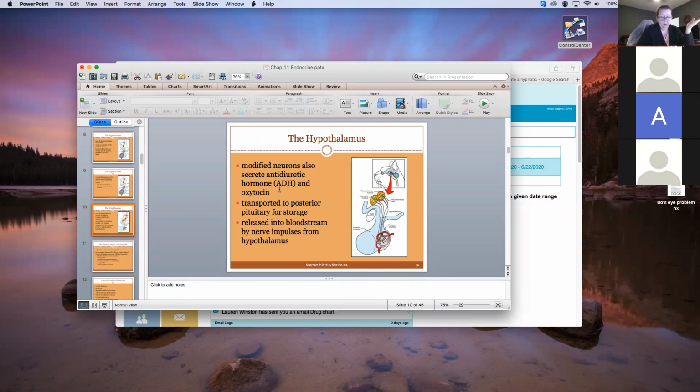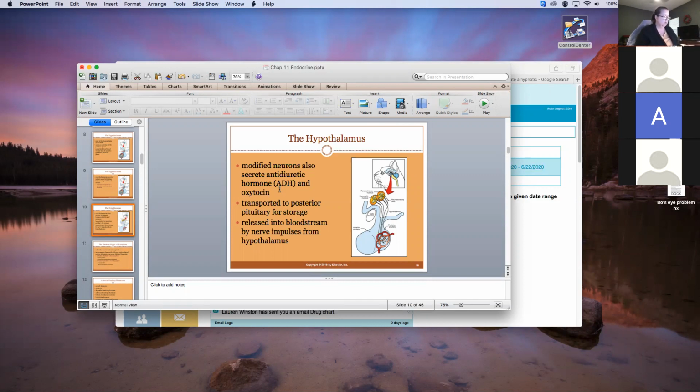The hypothalamus produces those, but it sends them to the posterior pituitary for storage. Again, the CEO is too busy. He's like, look, I made them, but I don't have time to release them. So you need to release them when I tell you. And that's ADH and oxytocin. So make sure you understand which ones are anterior and which ones are posterior, and know the posterior does not produce. It only stores and releases them. Okay.